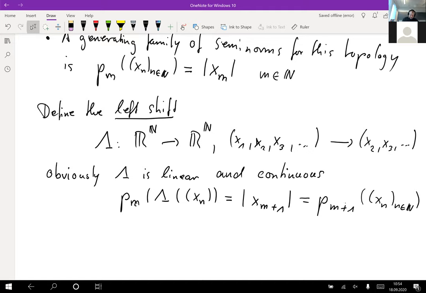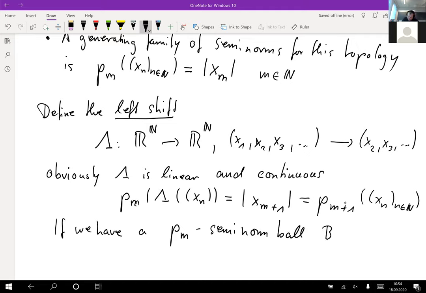So what we basically see is, if we have a p_m semi-norm ball, let's say all in the p_m semi-norm of radius epsilon around some sequence (x_n), what is the inverse image under this one?